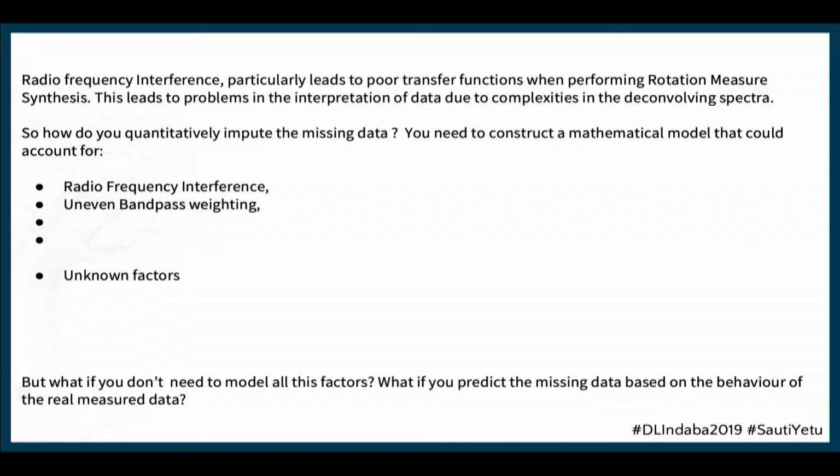So how do you quantitatively impute the missing data? You need to come up with a mathematical model that could account for radio frequency interference, uneven bandpass weighting, and there are so many other factors which are still unknown, which lead to poor transfer functions. All these aspects are research challenges, and I don't know what the underlying model is. This is where Gaussian process modeling comes in.